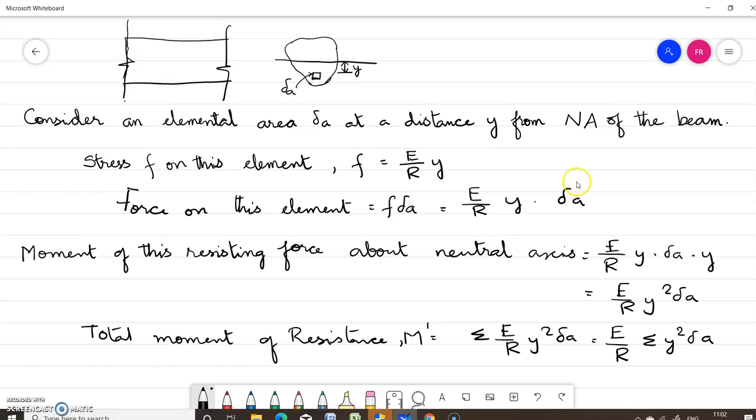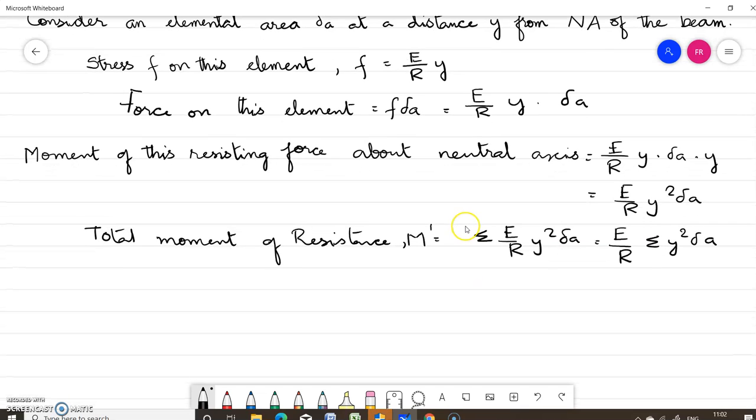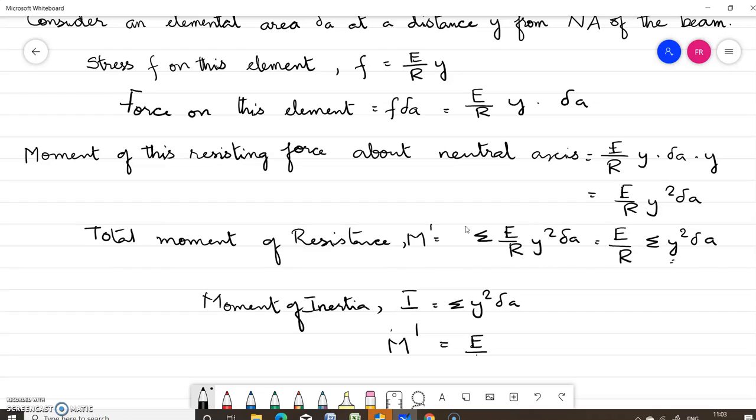Now what is moment of inertia? We can also define it as the second moment of area. We can see here delta A is multiplied twice with Y, so this is the second moment of area. So we can write I is equal to sigma of Y square into delta A. This is the moment of inertia, the centroidal moment of inertia. Now we have the equation M dash is equal to E by R into, instead of sigma of Y square into delta A, we can write I.